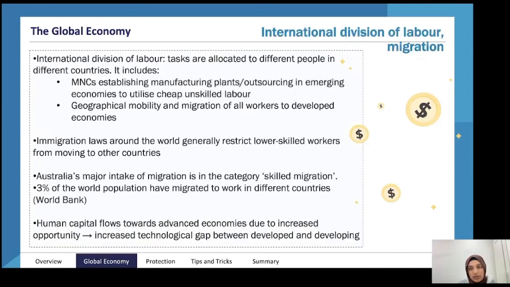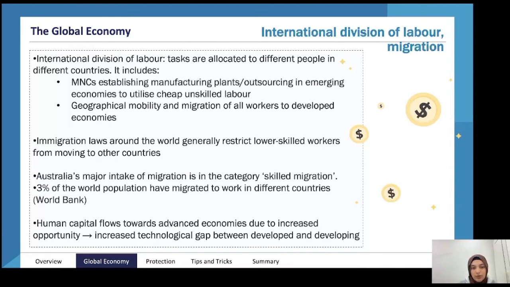Then we've got the International Division of Labour and Migration. The International Division of Labour essentially refers to tasks that are allocated to different people in different countries. So it includes multinational corporations establishing manufacturing plants, and how they've been able to outsource in emerging economies to utilise cheap unskilled labour as well, like we talked about earlier.